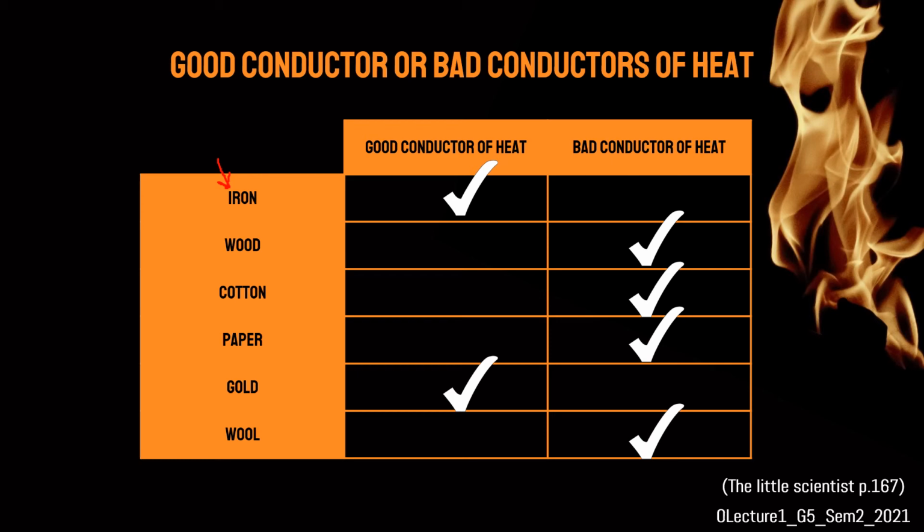So I will repeat. Heat does not move in the same way in all materials. Metals are good conductors of heat. They allow heat to pass through them easily. Examples of good conductors of heat are iron, copper, aluminum, gold, and all of these are metals. Bad conductors of heat, or insulators, are such as wool, cotton, paper, wood, plastic.